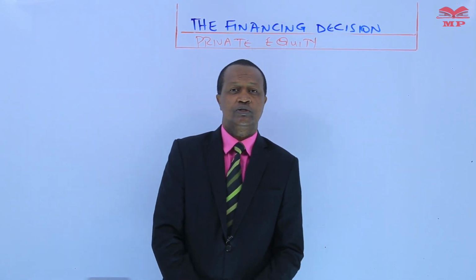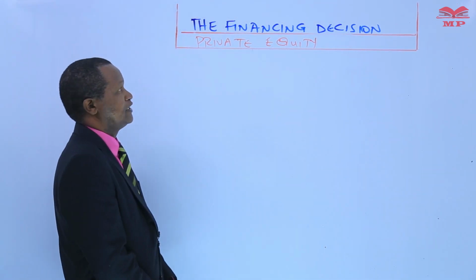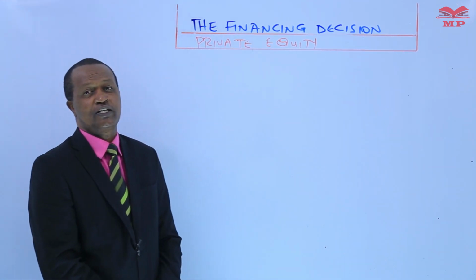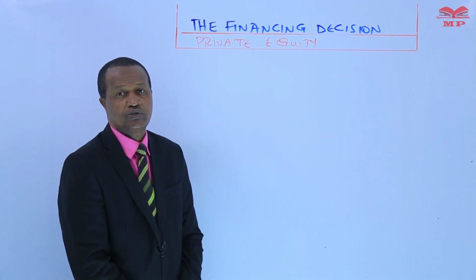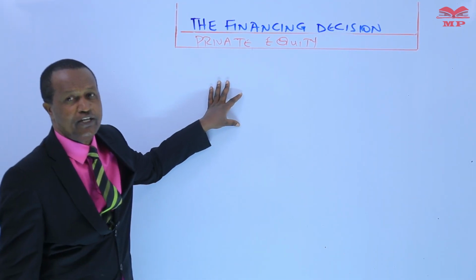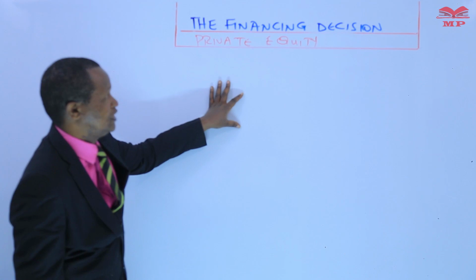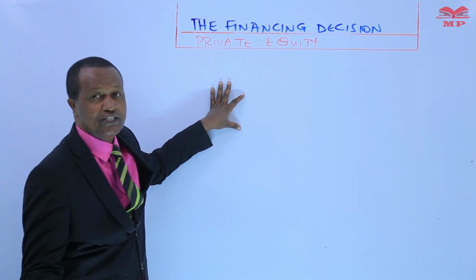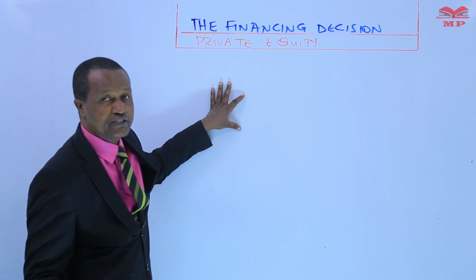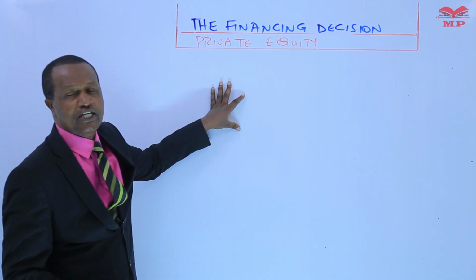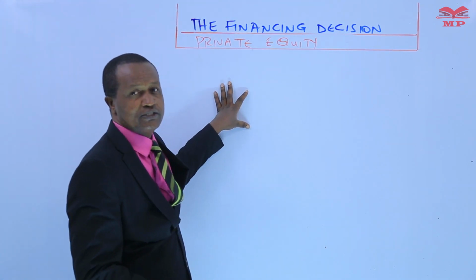We'll continue with the chapter, the financing decision. We've been studying the long-term sources of funds for organizations. Today our focus is on private equity. We'll first define what is private equity, then we will highlight the characteristics, the benefits and the drawbacks of private equity as a long-term source of finance.